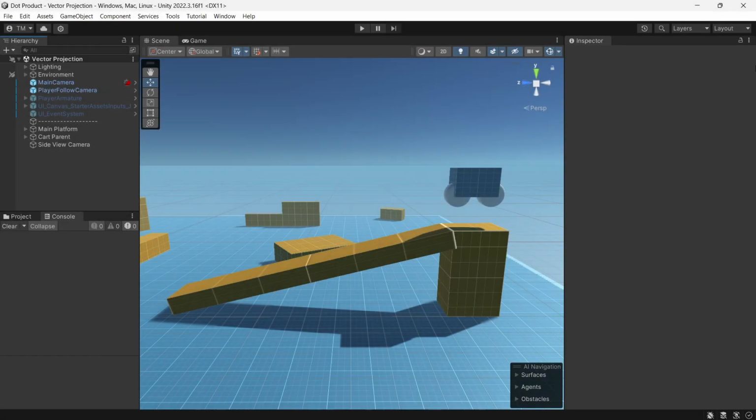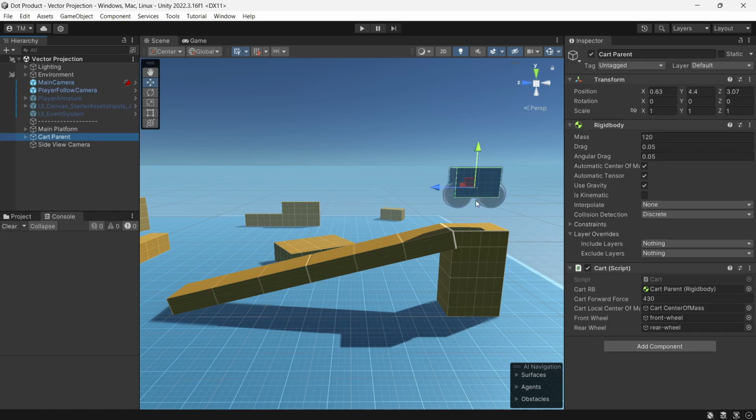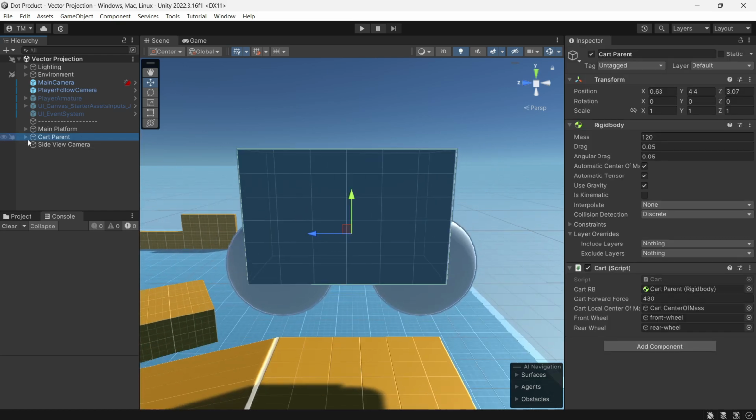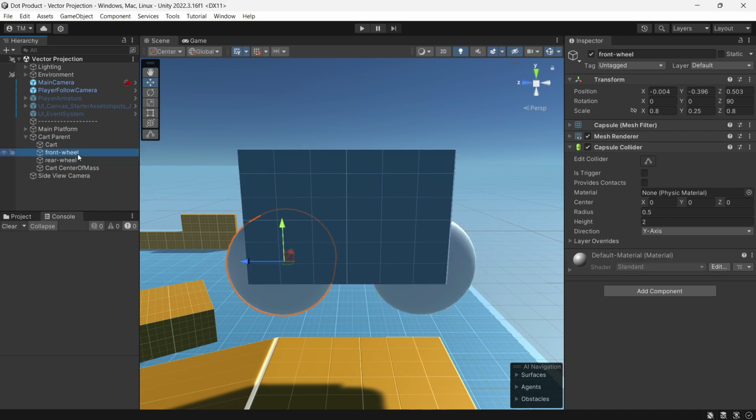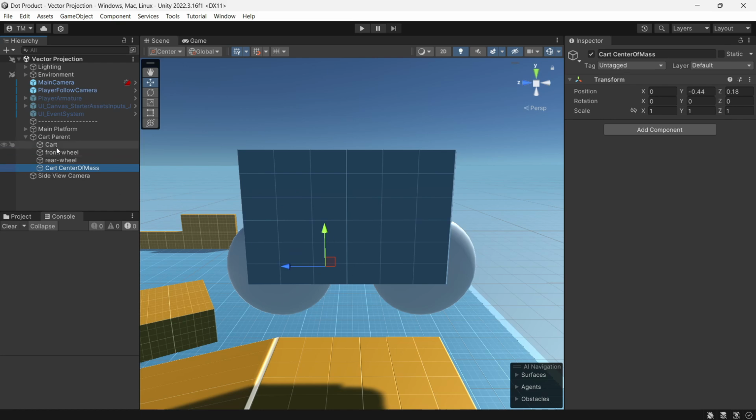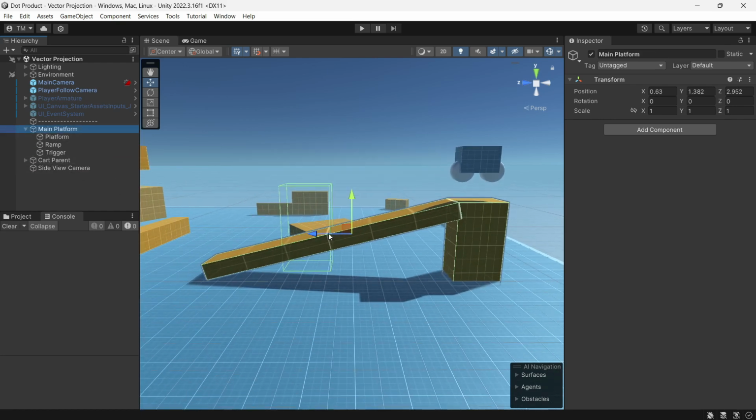Let's dive into Unity to explore the implementation of these scenarios. First, we'll look at the cart example discussed in the theoretical part. We have a cart that weighs 120 kilograms. Let me quickly show you this cart. It's simply a cube with two spheres representing the wheels. Additionally, there is a separate game object used to manually set the center of mass on the rigid body component, which helps provide better stability. Now, let's look at the incline.